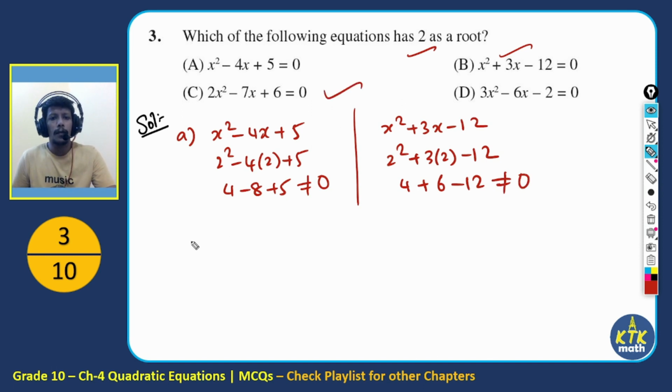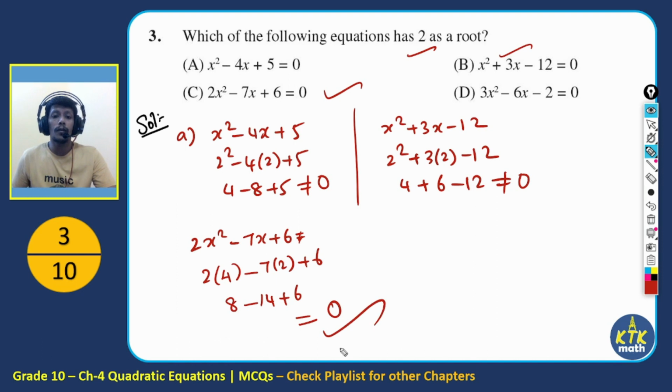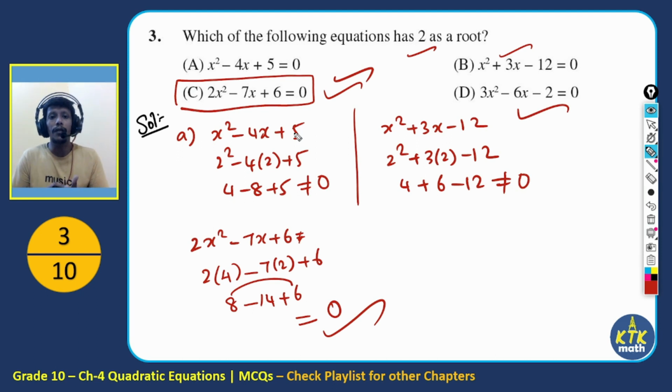Now check C. 2x square minus 7x plus 6 equals 0, we need to check only. So 2 times 2 square is 4, minus 7 times 2, plus 6. So 2 eights, this is 8 minus 14 plus 6. Yes, here you are getting 0. 8 plus 6 is 14, 14 minus 14 is 0. If you want you can check D also, but option C is the correct answer. So whenever they ask you to verify some value to be a root of an equation, you just do the substitution process and check whether you are getting 0 or not. That's it. Now the next question.